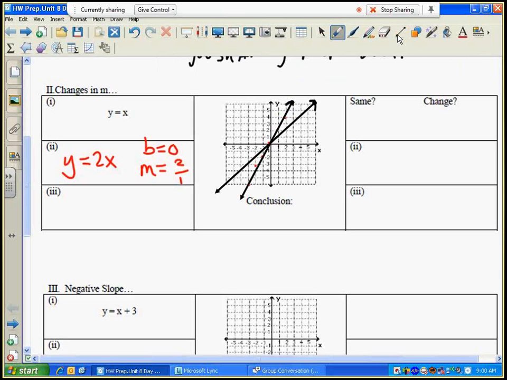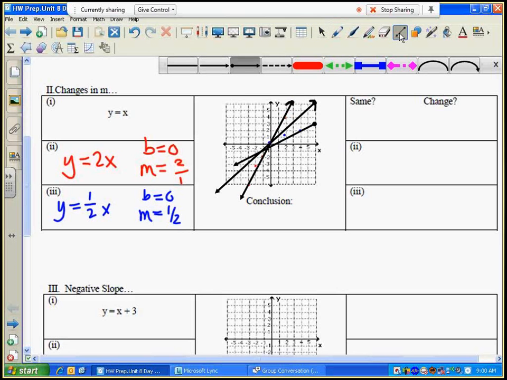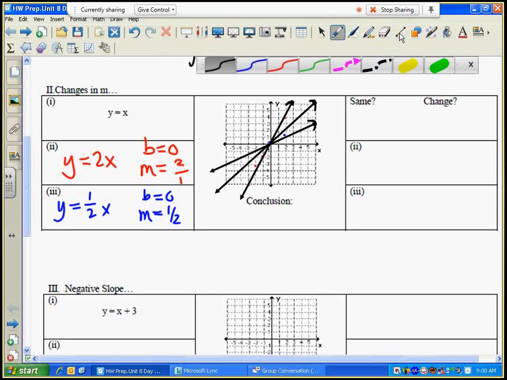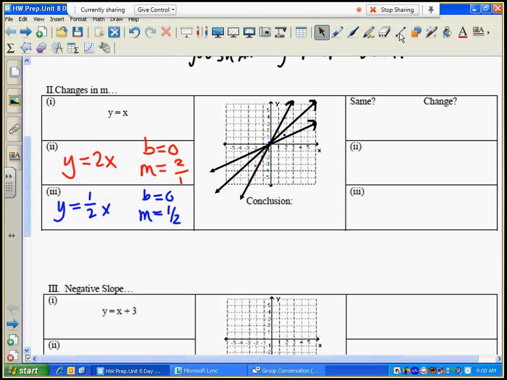Let's do another line. Let's say we have y equals 1/2 x. Okay, b stays the same. M is 1/2. So up 1, right 2. All right, so what we get here. Okay, get that line there. Okay. So you can see here that a shift up and down has definitely not occurred. What has occurred is that these guys, the slope has been changed.